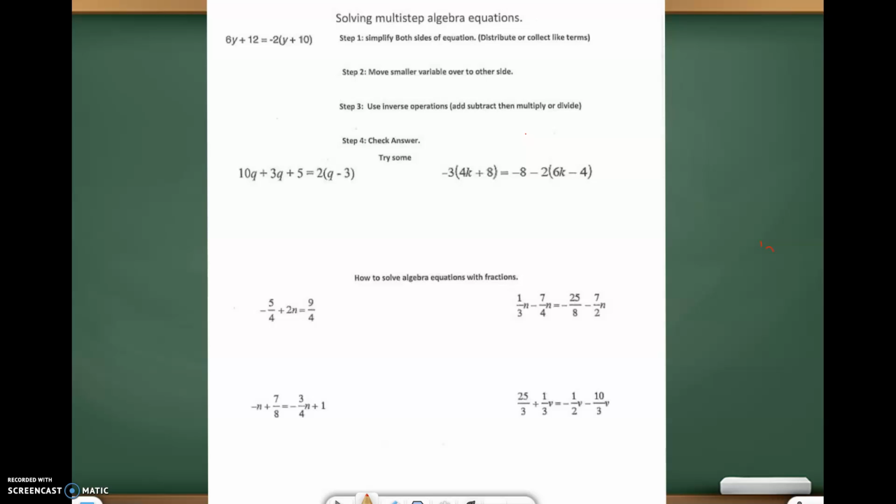Alright, so we're looking at multi-step equations. I got 4 quick, easy steps here. Guys, this should be kind of a review from last year. I like to simplify the equation first, right?